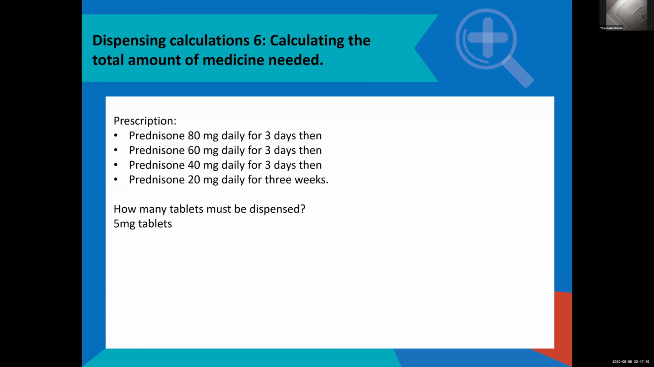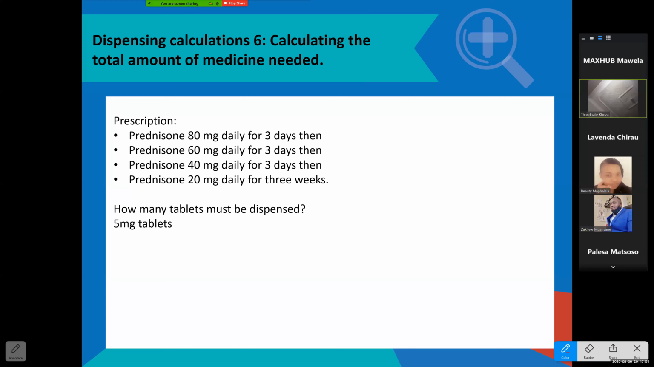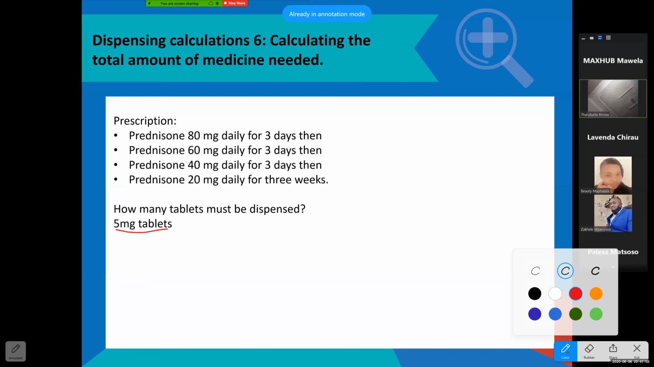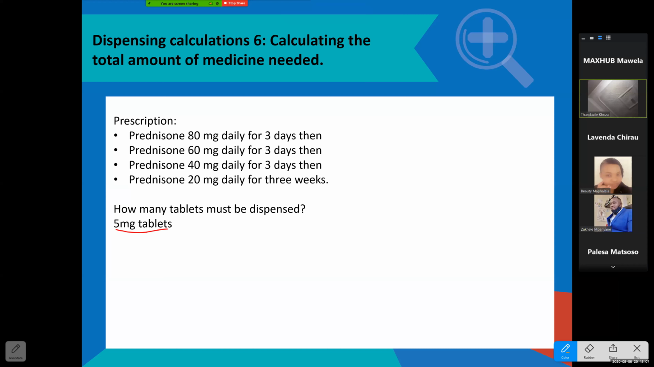So then how many tablets must be dispensed? Because we're talking about 5 milligram tablets. So what is your answer? First one, I think, is 48. 48 tablets.